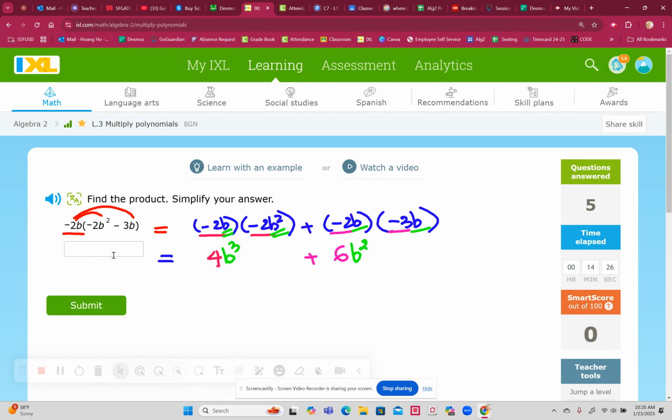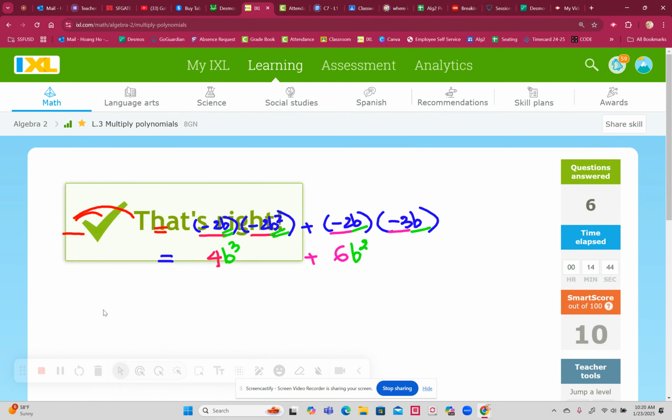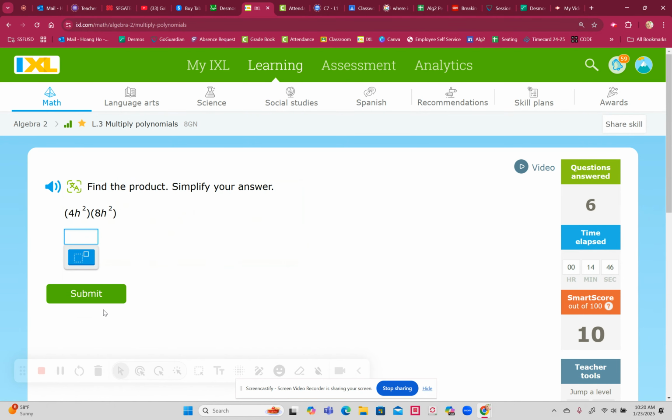So now I put in the box 4b cubed. Move the cursor down, and then 6b squared. Ooh, between them should be the plus sign. Okay? That's it. We're done. Submit. They said that's right.